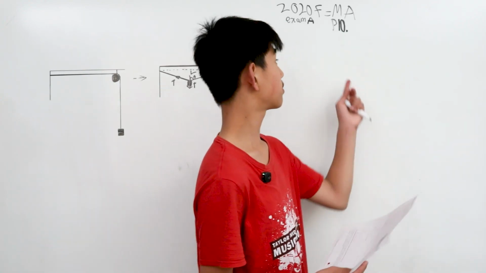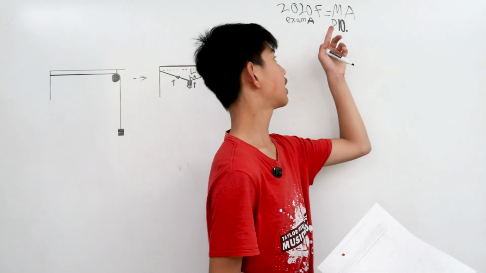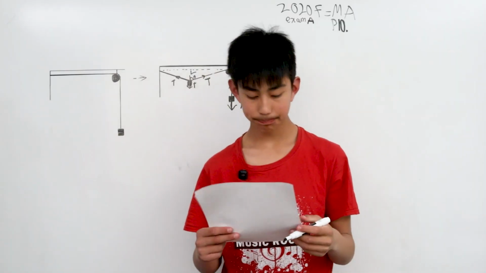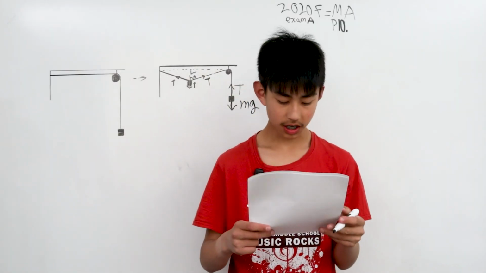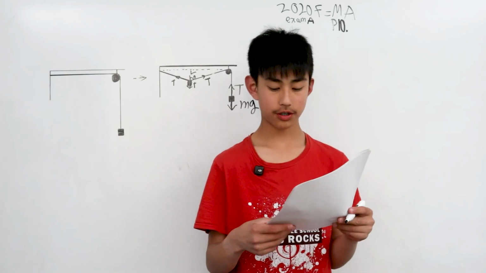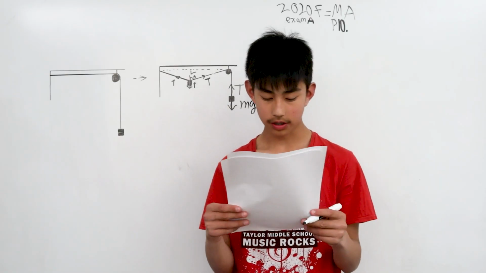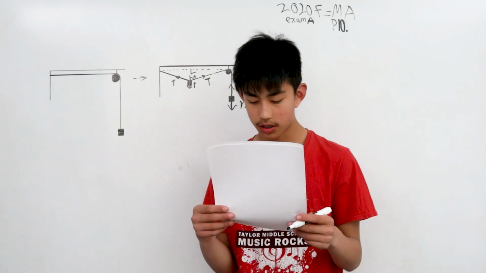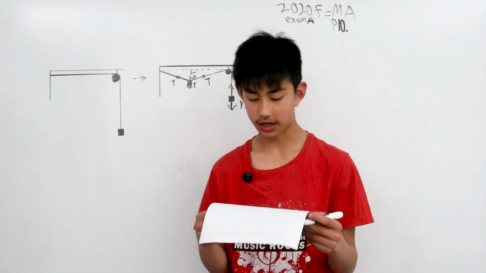We're solving problem 10 from the 2020 F equals MA exam A. A block of mass M is attached to a massless string. The string is passed over a massless pulley, and the end of the string is fixed in place. The horizontal part of the string is length L.